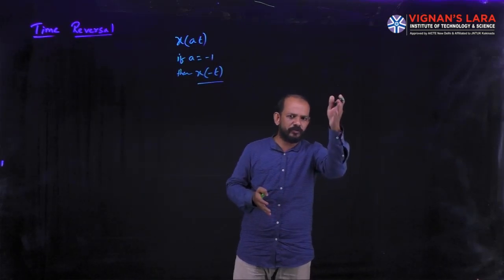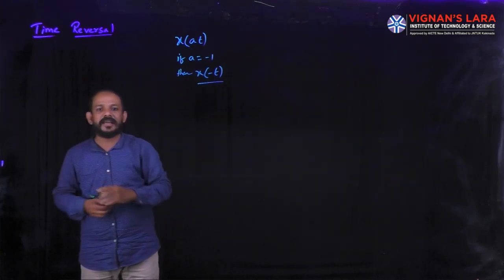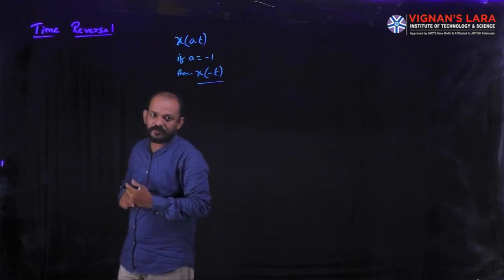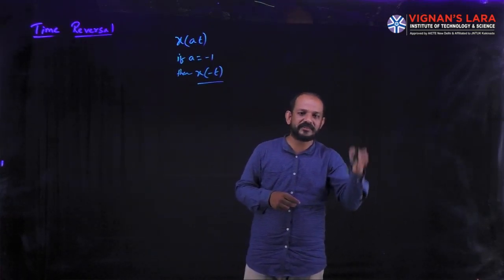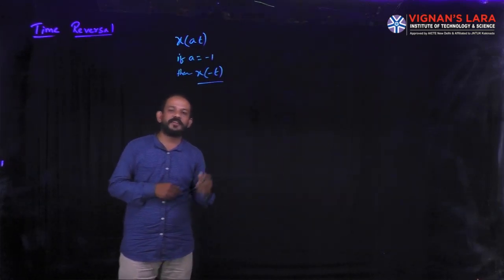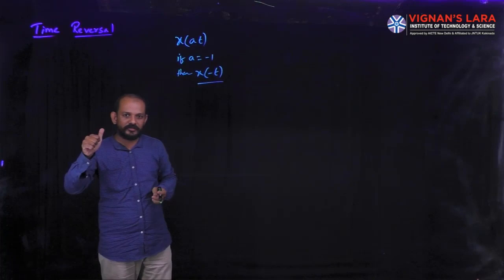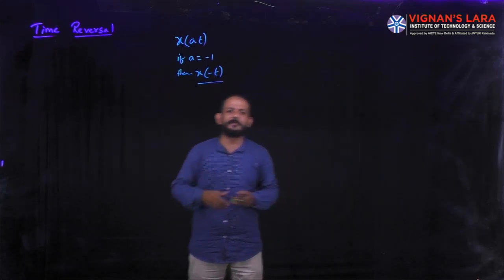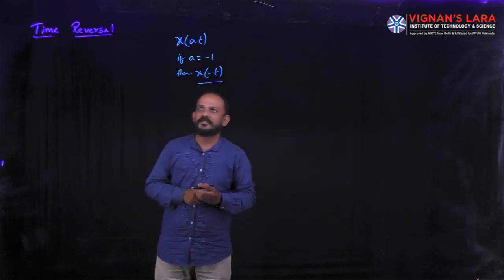That is, if you fold the signal about the y-axis, then you get the time reversal operation. Or it can also be called reflection: reflection of the signal about the y-axis, or reflection of the signal with respect to the time origin t equal to 0. That means time reversal is also called the folding operation or reflection operation, or simply a mirror image.